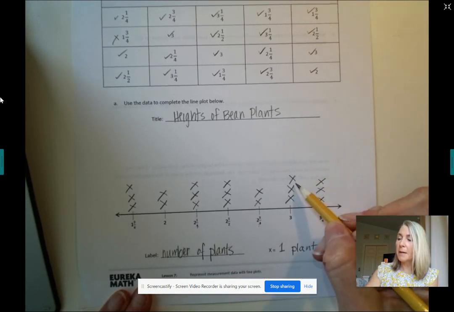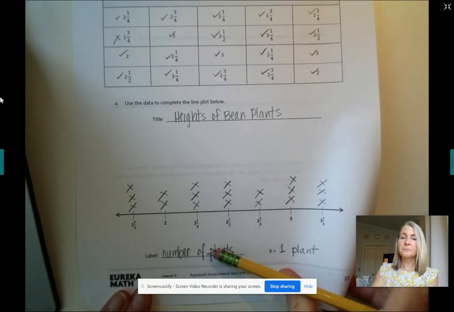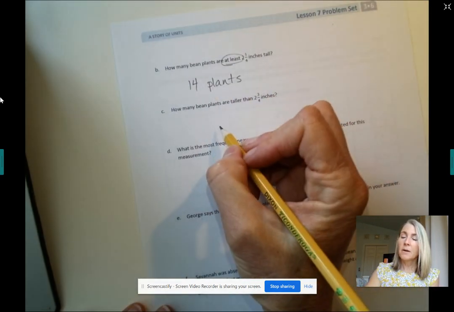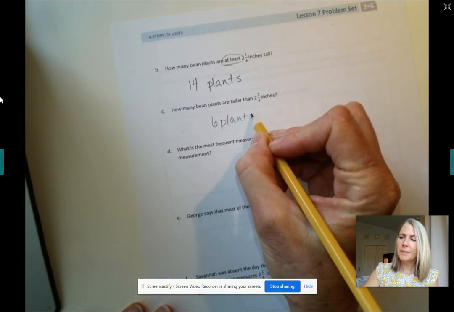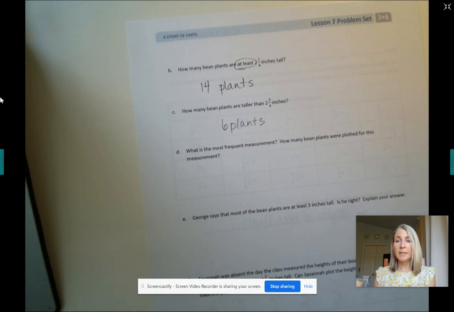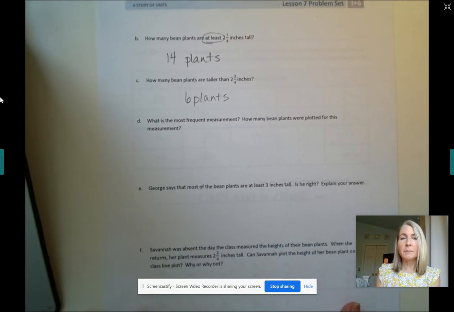So let's count them up. 1, 2, 3, 4, 5, 6. So 6 plants are taller than 2 3/4. See, line plots are pretty friendly. You can clearly see what is represented on them. You just have to pay attention to the line of questioning and understand that vocabulary.